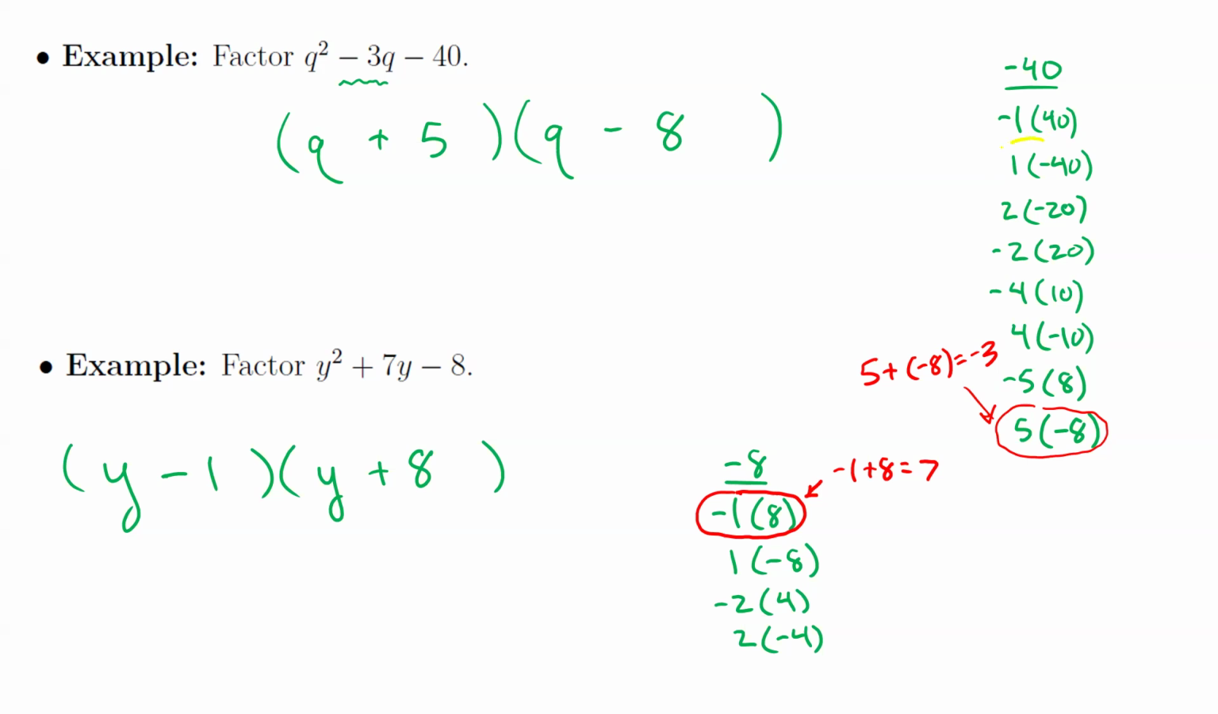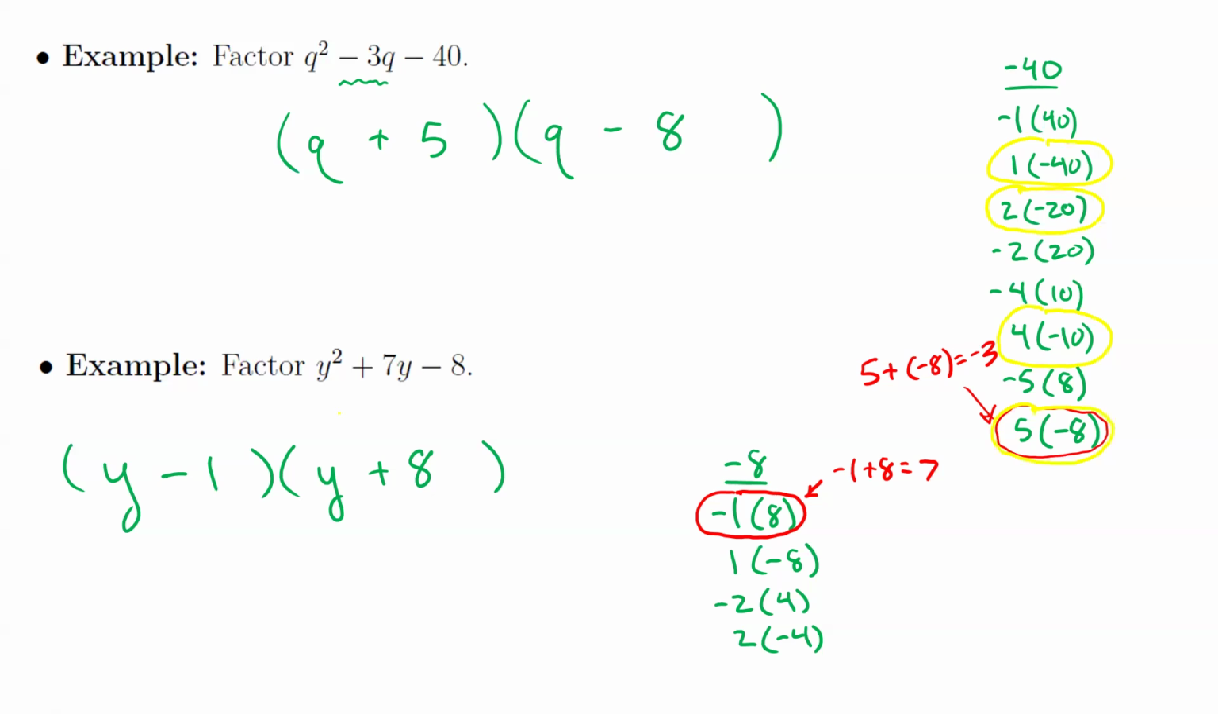Knowing that the middle term is negative means for 1 and 40, you would definitely want the negative to go with the 40. For 2 and 20, you would definitely want the negative to go with the 20. 4 and 10, definitely with the 10. And then 5 and 8, you definitely want it to go with the 8. So even when you're being really careful about listing all the possibilities, you can still look ahead and say, well, because the middle term's negative, the negative better be with the larger value.